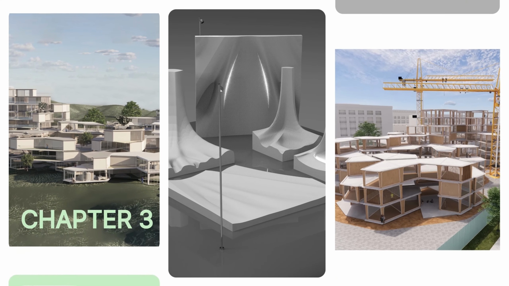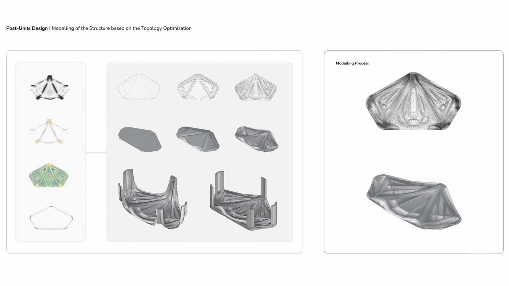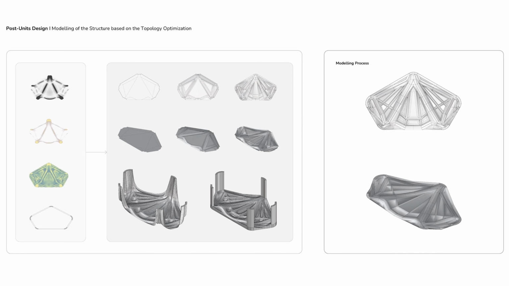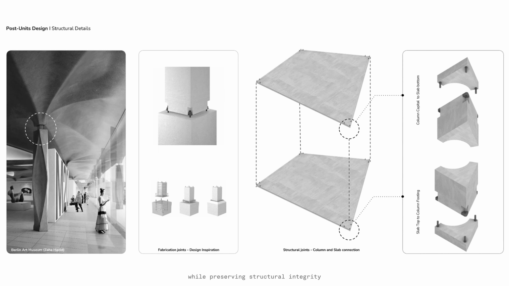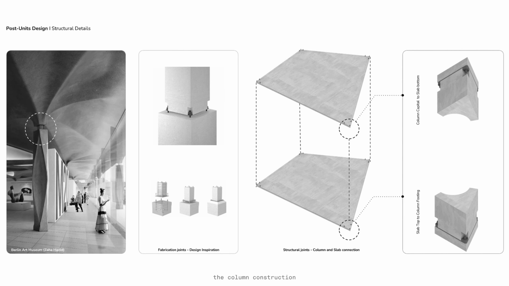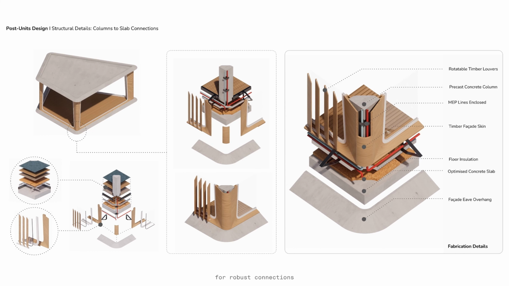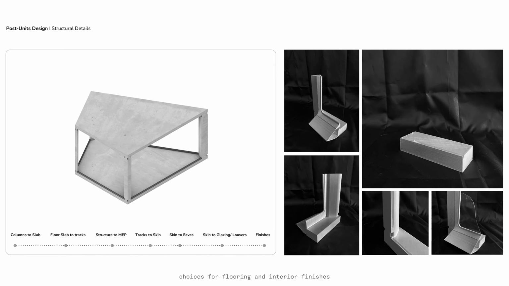In the post-units design section, the focal point is the fabrication aspect that shapes the foundation of HIVE. Topology optimization has been extensively explored to reduce weight while preserving structural integrity. The column construction approach involves a two-step process to hardware for robust connections. The facade corner details the structural layers, offering user choices for flooring and interior finishes.